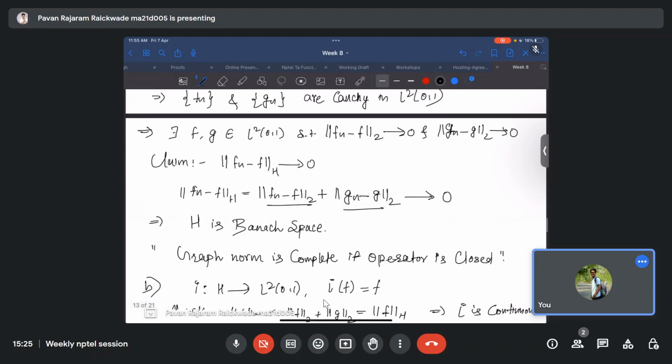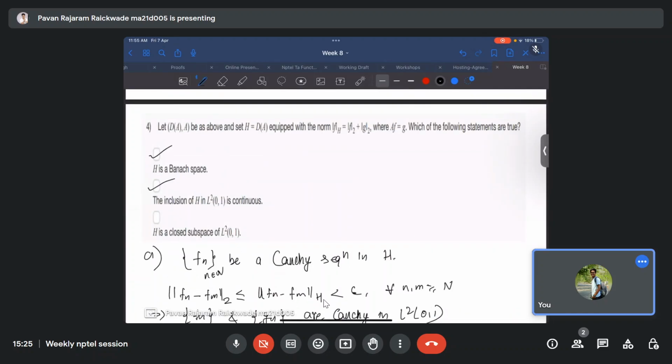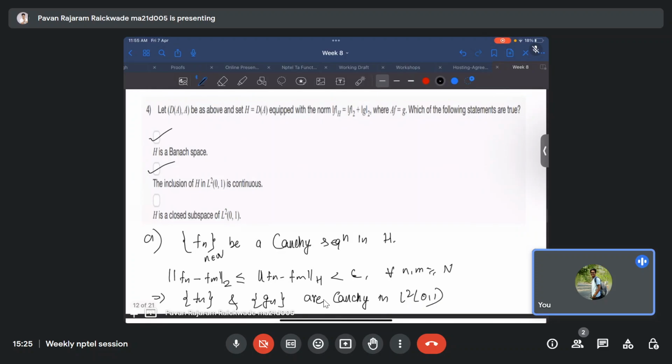Now I guess B is done: the inclusion of H in L2(0,1) is continuous. The third one: H is a closed subspace of L2(0,1). Yes, because the operator is closed, as we have proved, right? So this follows. You can just verify this. In fact, we proved that the operator is closed.